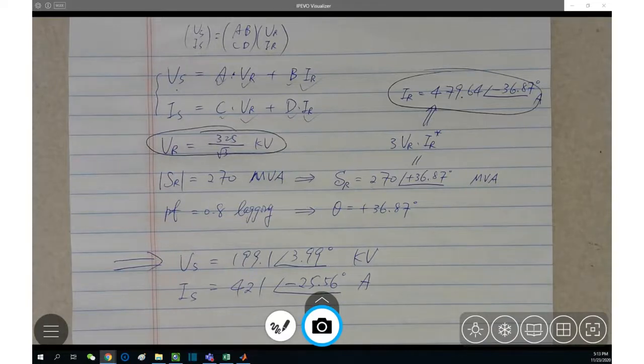Now I'll give you guys 5 minutes to continue, try to finalize the voltage regulation and efficiency. Go ahead. Let's see what you can end up with.